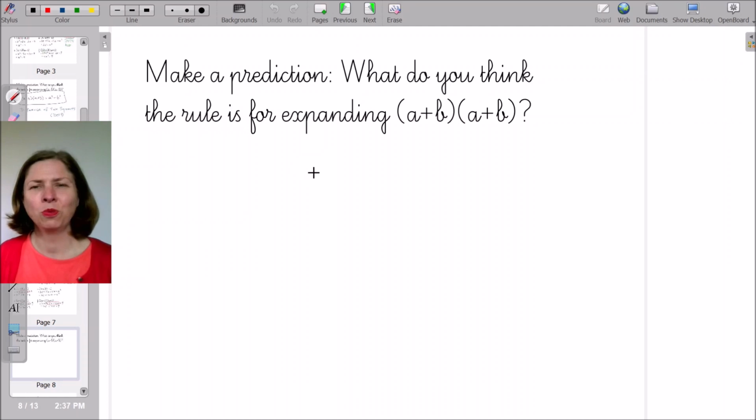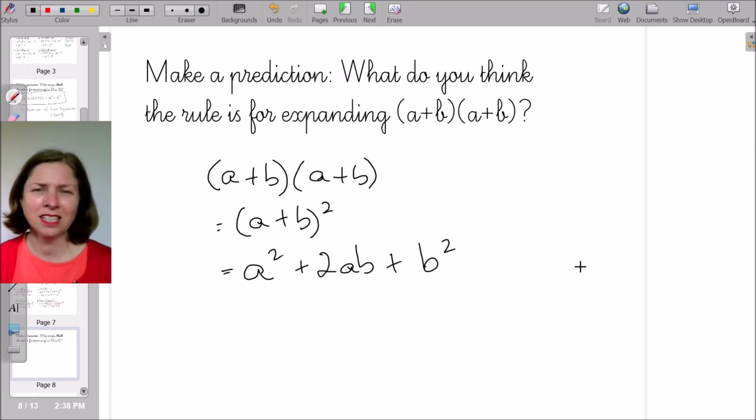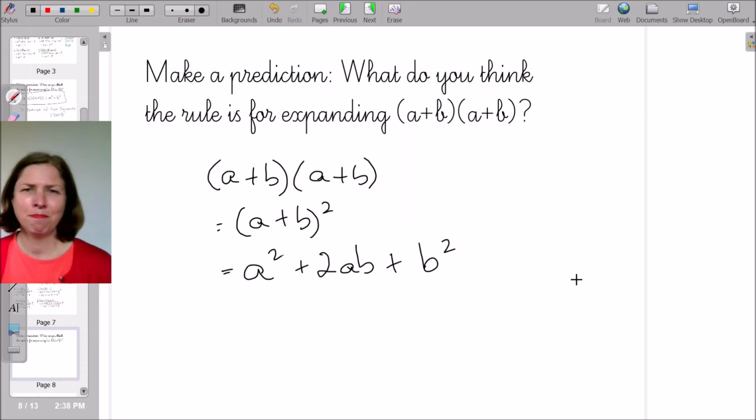What do you think the rule is for expanding a plus b times a plus b? Well, the first thing is, when I write a plus b times a plus b, I'm going to rewrite that in a shortened form as a plus b squared, because that's what this is. If I multiply a plus b by itself, then I'm squaring it. And the formula is a squared plus 2ab plus b squared. It's not as pretty a formula as the difference of two squares, where we went a squared minus b squared.